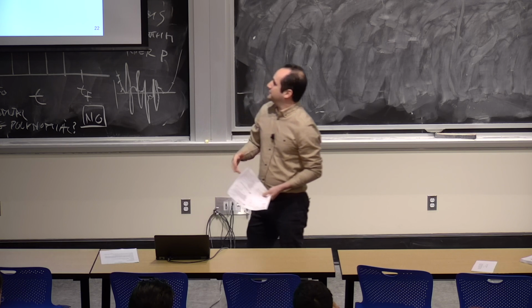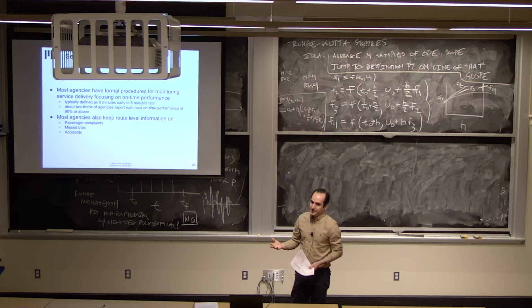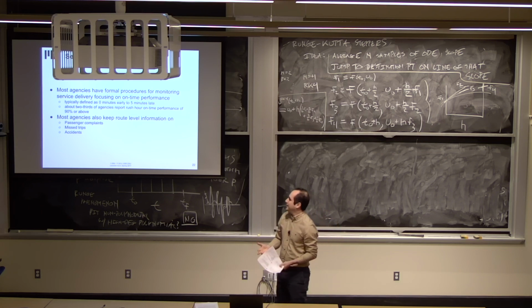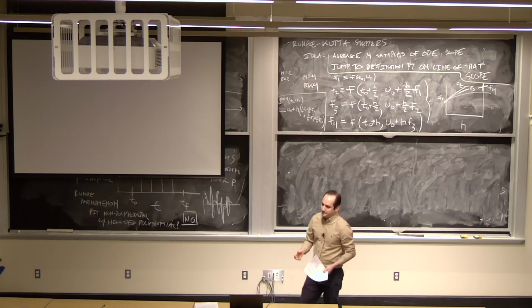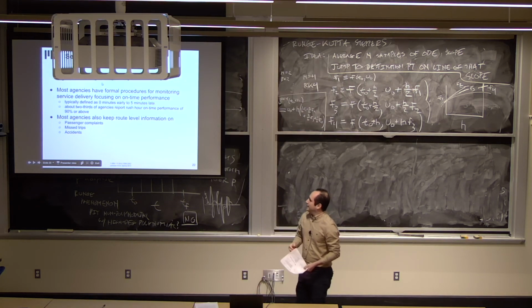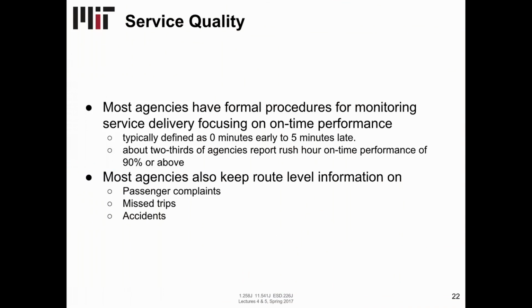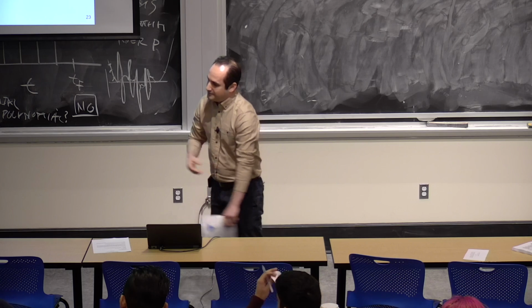Most agencies also keep route level information on passenger complaints that could relate to on time or late arrivals. It could relate also to denial to board or to the crowding situation. They would also keep track of missed trips and accidents and interruptions and disruptions, basically. So when it comes to reliability, I need to explain this.